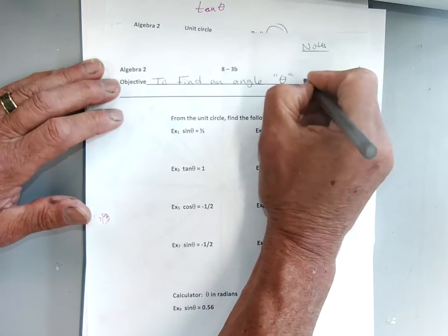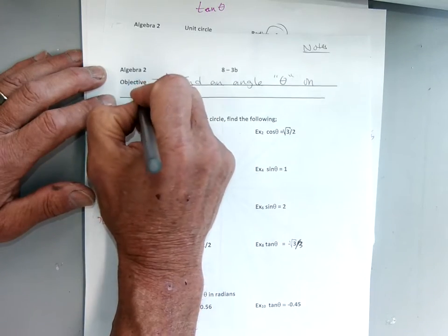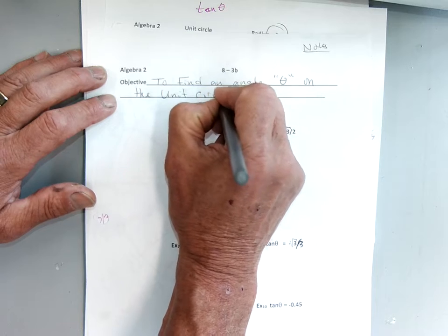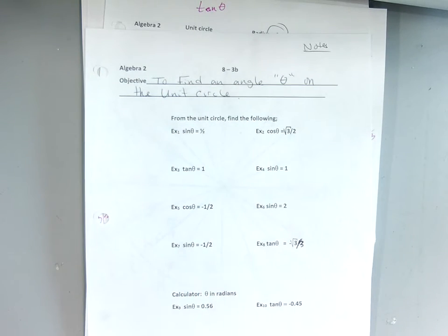theta on the unit circle. Okay, write that down. We're going to find an angle theta on the unit circle. Okay.